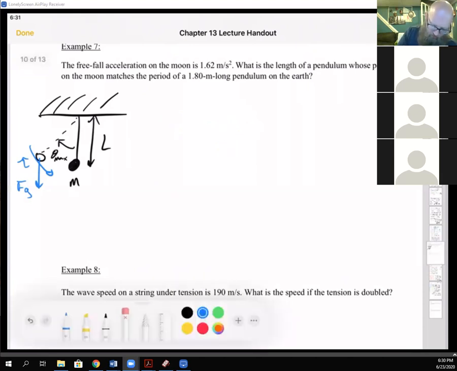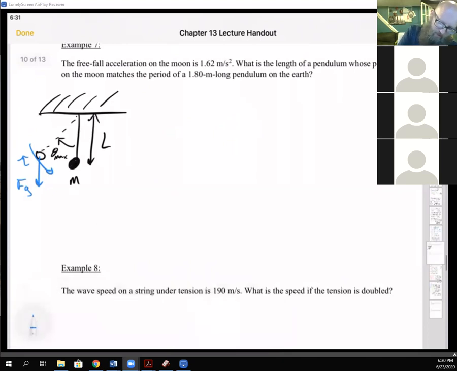The result, though, is this, that you can find that the period for a pendulum is 2 pi times the square root of g over L or L over g. It's L over g. Let's get it backwards. So what you notice is mass doesn't show up and amplitude doesn't show up.